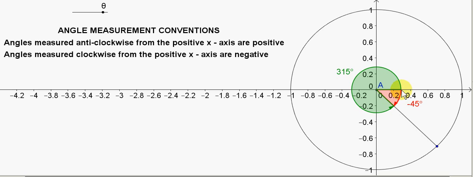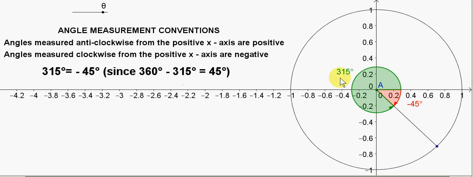On the other hand, if we measure an angle clockwise from the positive x-axis, we give it a negative value. So this red angle is minus 45 degrees. So we say that an angle of plus 315 degrees is identical to an angle of minus 45 degrees.